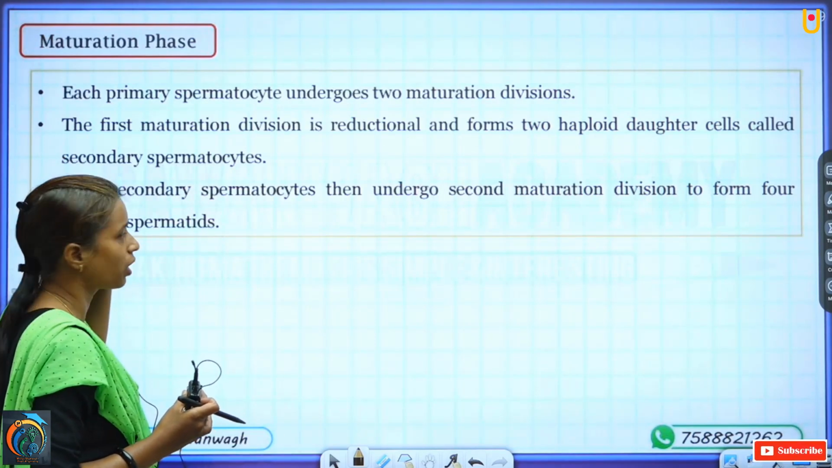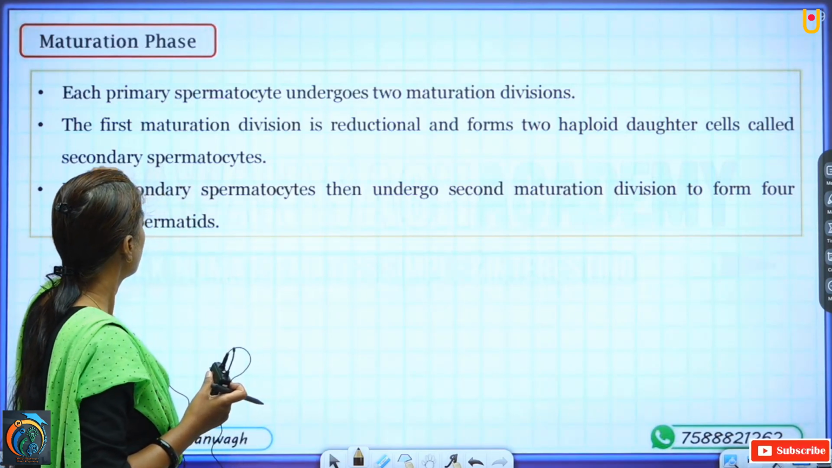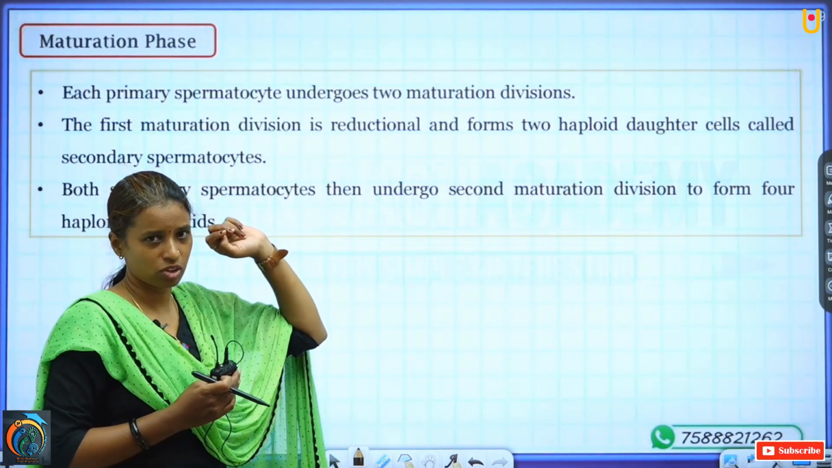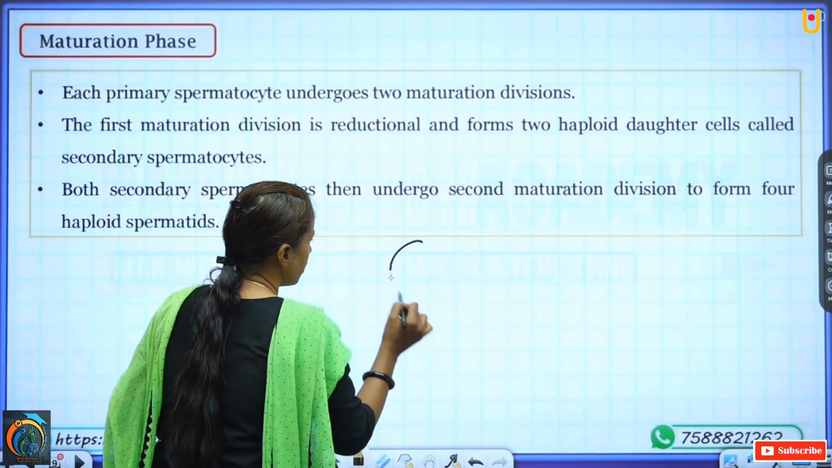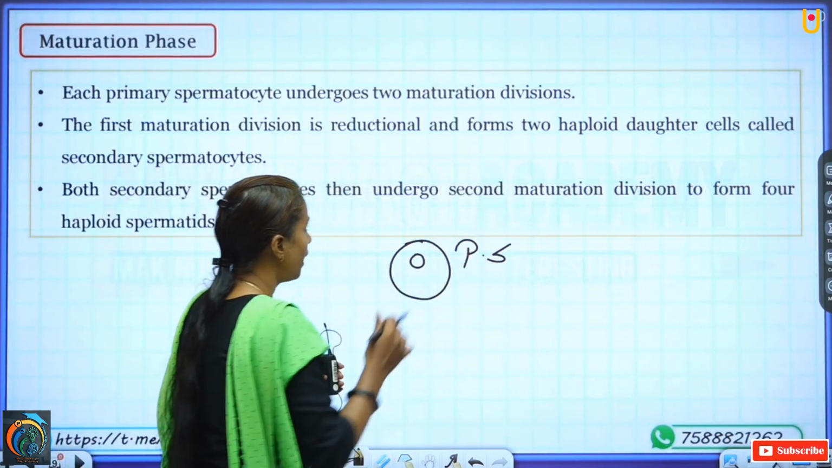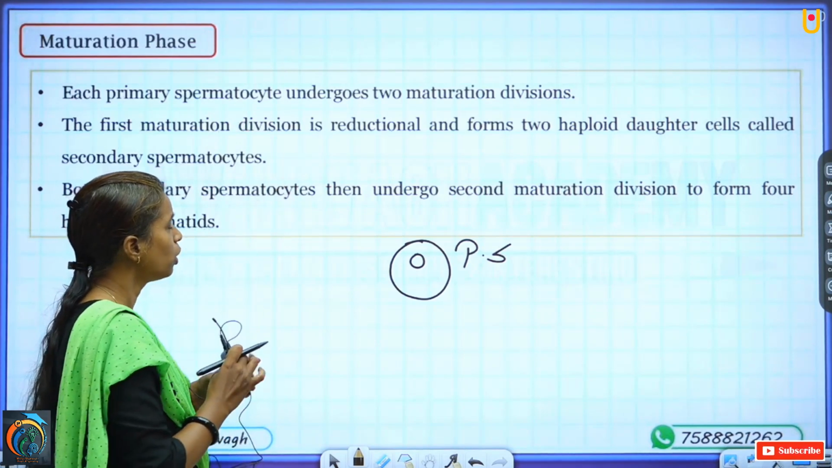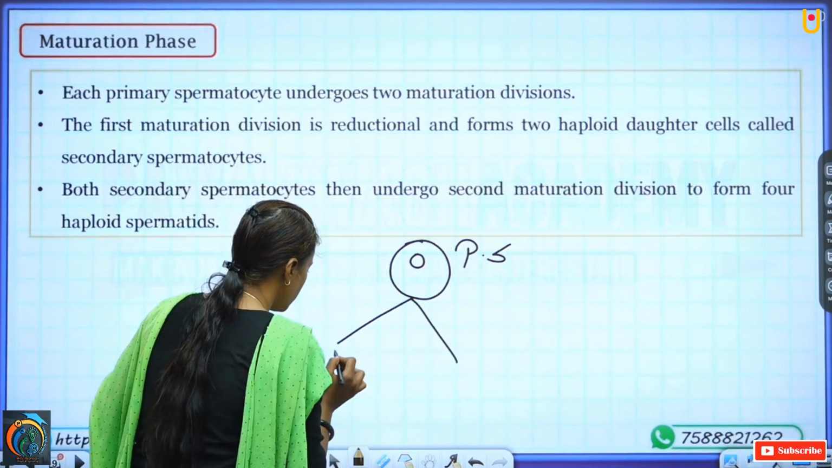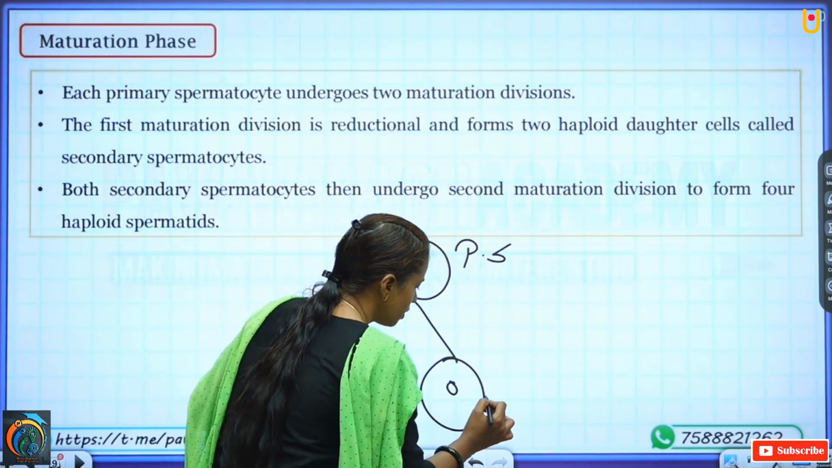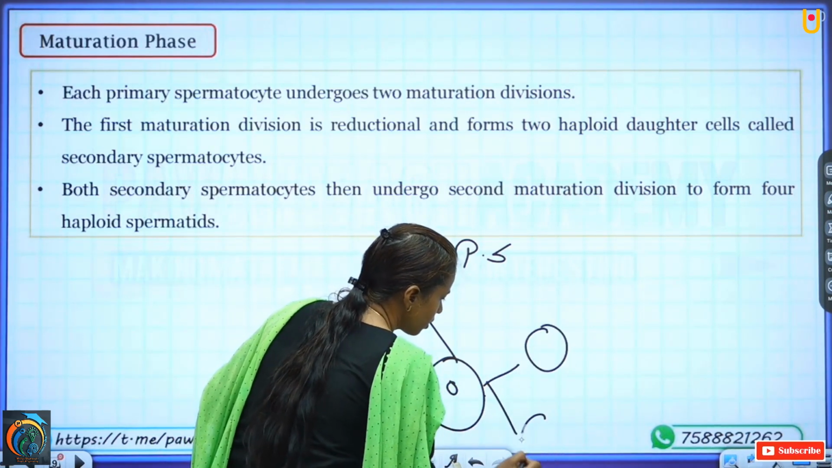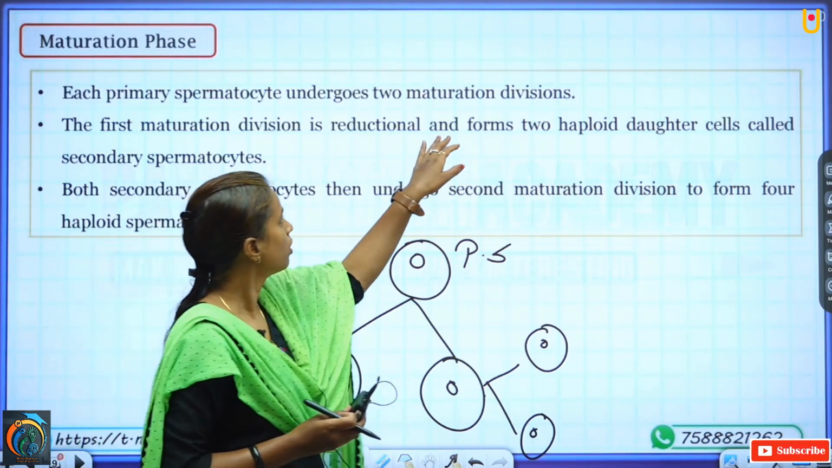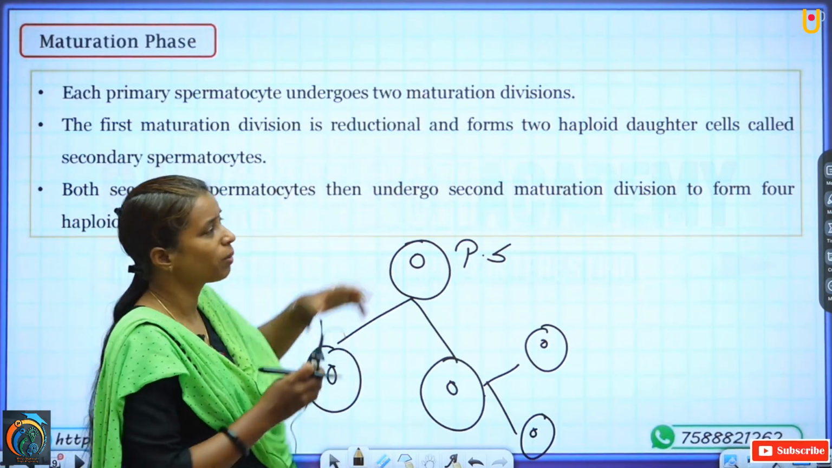Now, in the maturation phase, what happens here? In the maturation phase, each primary spermatocyte will undergo 2 maturation divisions. See here, it is the primary spermatocyte, and this primary spermatocyte will undergo 2 maturation divisions. It will get divided into this condition, and again they will get divided. That means here they are undergoing 2 maturation divisions.